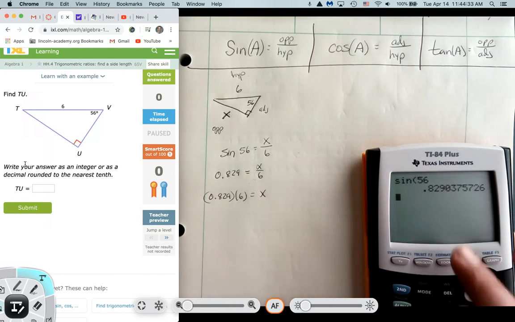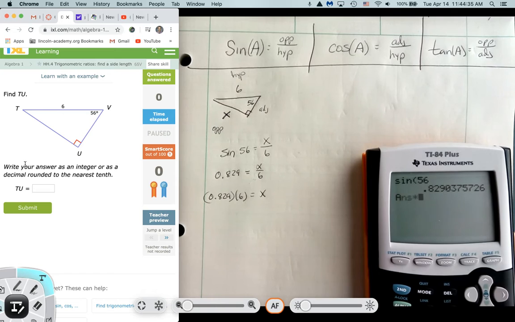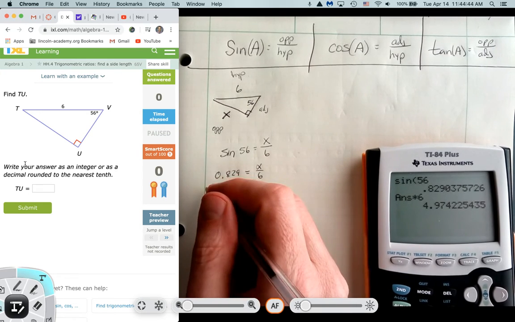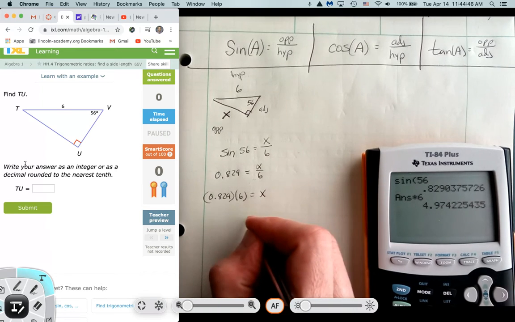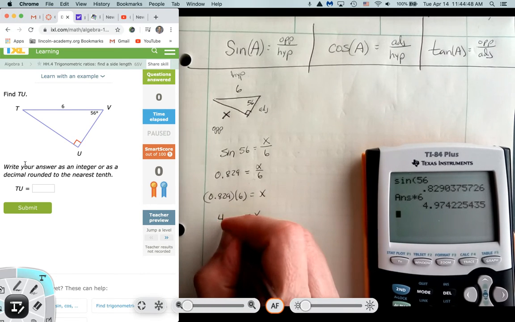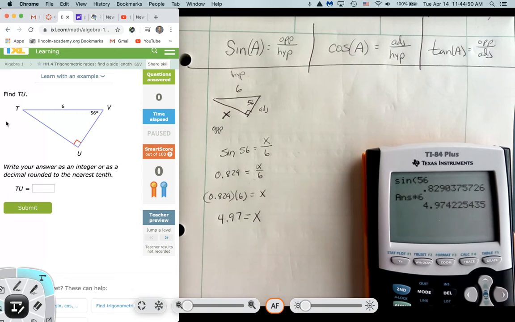Here on my calculator, I just use that answer. I hit times, which means I'm using the previous answer, 6, equals 4.97. So x is equal to 4.97, but it asked me to round the answer to the nearest tenth. Since this is a 7, I'm going to round that up. That becomes a 10, which makes that actually a 5.0. So I come over here and I type in 5 and I hit submit.